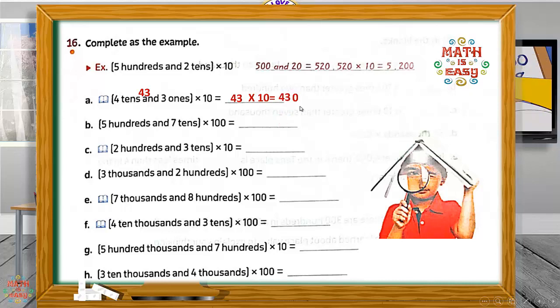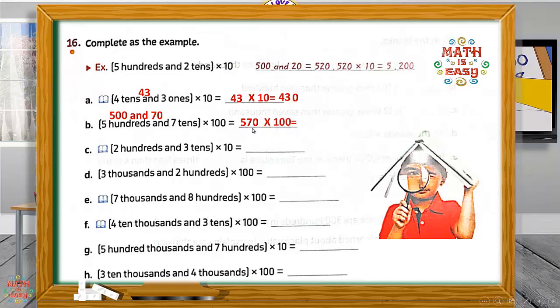The answer 430. B, 500s and 7 tens. Hundreds, 2 zeros, tens, 1 zero. 570. Make addition between them. Start with ones. 0 plus 0, 0. 7 plus 0 equals 7. And 5, 570. Times 100, write 100 here.